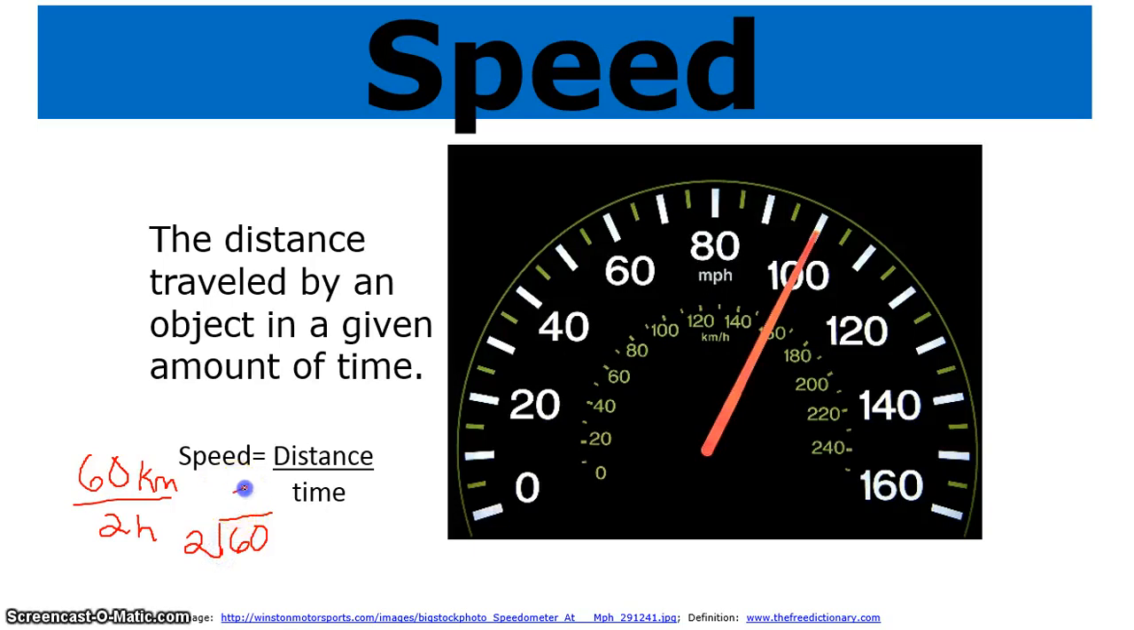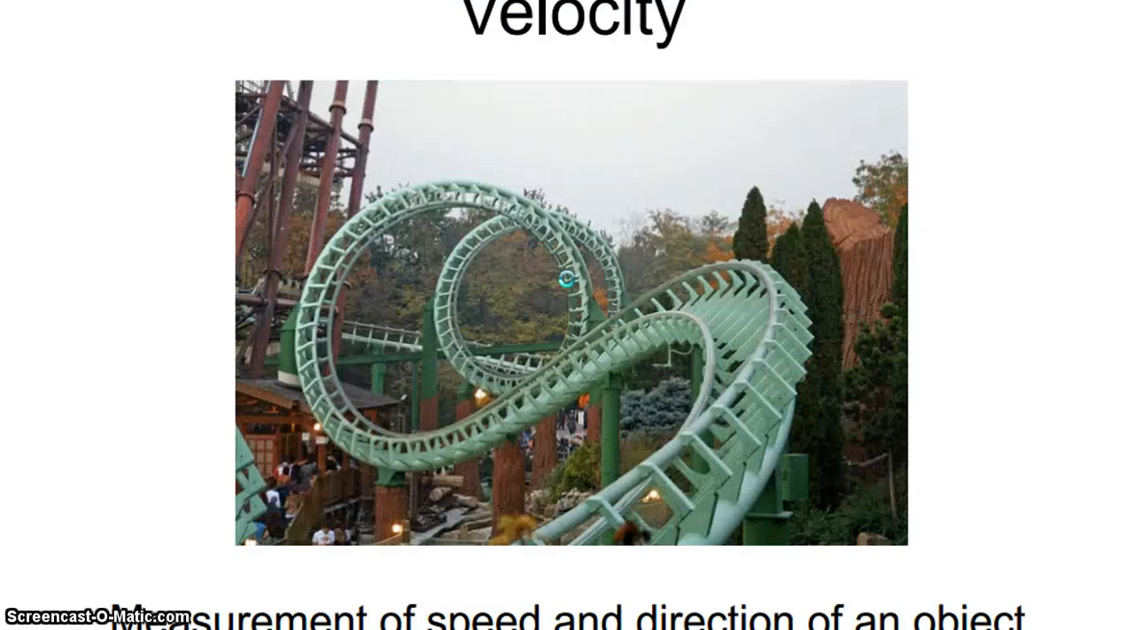So 2 goes into 6 3 times. Whenever I find a remainder of 0, bring down this 0. 2 goes into 0 0 times. So my answer is 30 kilometers per hour. Oops, I forgot my km here and my hour. Okay, so speed is one way we can talk about the motion of an object. We need to be able to differentiate between these terms.